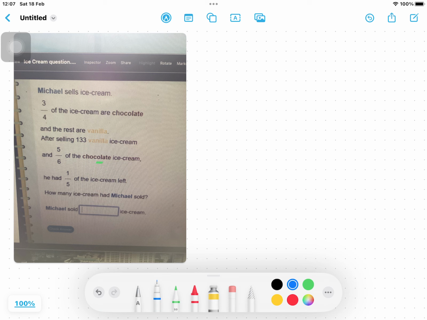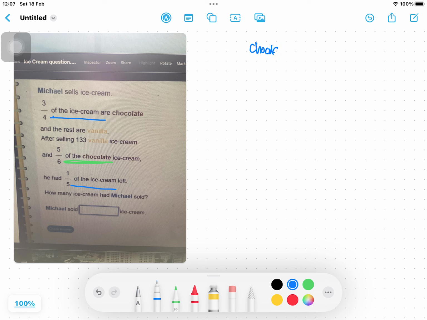Question like that, right? I noticed that this is of the ice cream. Here also have of the ice cream. And then here is of the chocolate. So we just go through step by step. Michael sells ice cream, okay? And 3/4 of the ice cream are chocolate.